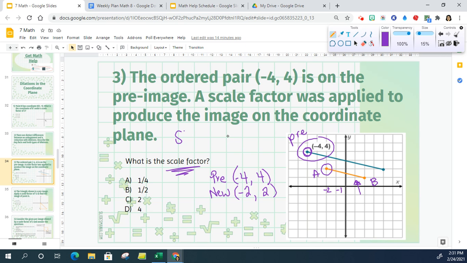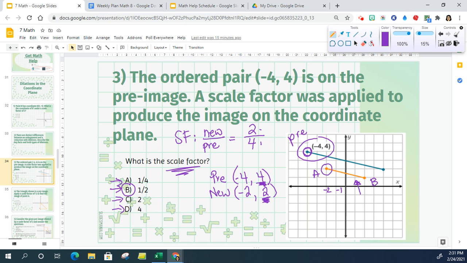Remember, you guys, your scale factor is always going to be the new over the pre. So I'm just going to take my positive numbers. Which one is the new number, the 4 or the 2? And what's the pre? And 2/4, does that reduce to 1/2, 1/4, 2, or 4? Yeah, 2/4 becomes 1/2. So B would be the correct answer here.